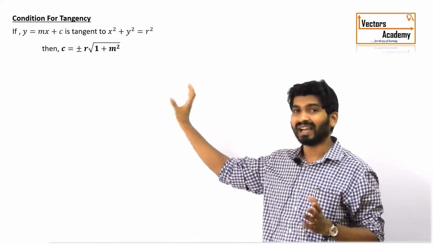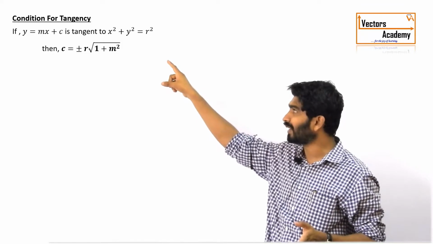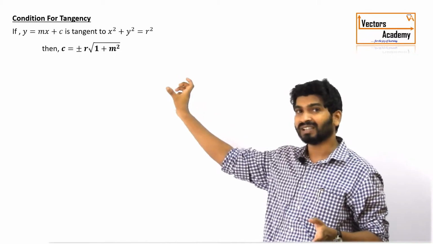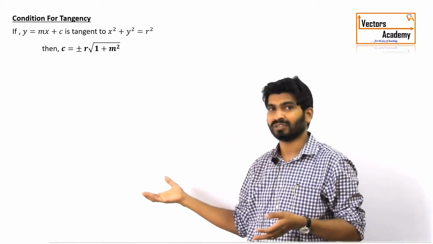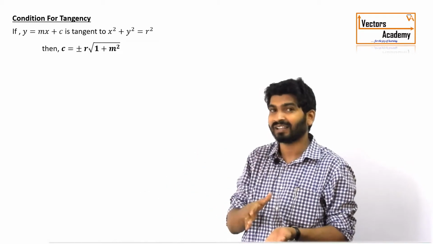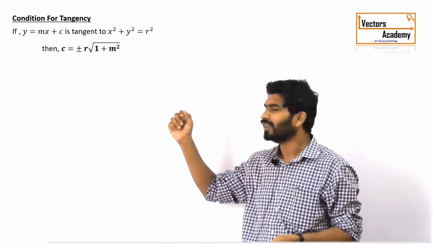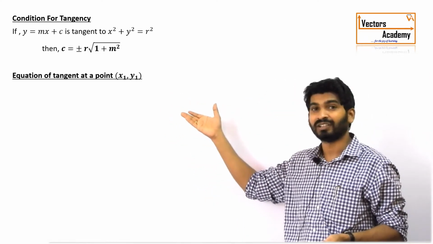If this condition is satisfied by the equation of line, the slope of the line as well as the y-intercept and the radius of the circle, if this equation is satisfied by all these three variables, then the line is a tangent to the circle. Otherwise, the line is either intersecting or not touching the circle. Another very important concept is the equation of tangent.